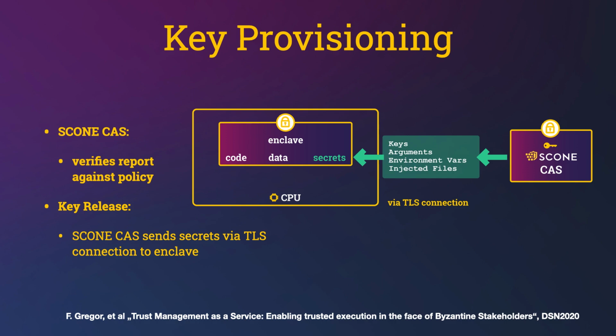And these secrets contain, for example, keys for the file system, arguments for that application, environment variables, files that are injected in the file system that might contain configuration files, and the configuration files might contain other keys and secrets. So in this way, we can configure the enclave with secrets and files and ensure that this initial configuration cannot be modified by an adversary.